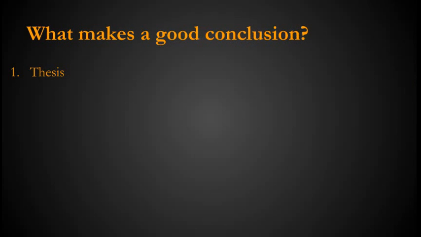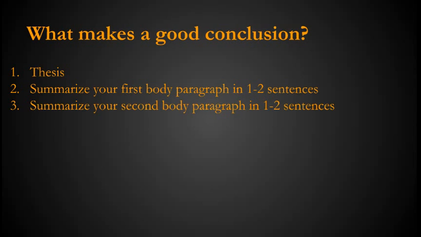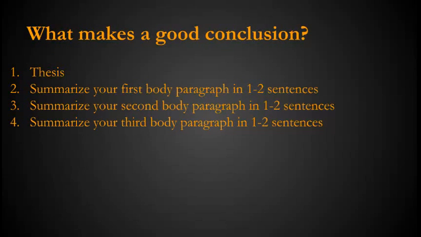So there are 5 steps to writing a conclusion, and the first one is to write your thesis, and then you want to summarize your entire first body paragraph in just like 1 or 2 sentences. You summarize your second body paragraph, you summarize your third body paragraph, and then you write something called a so what sentence. That's it. I'm going to go over each of these steps in a little bit more detail, but those are the 5 steps of writing a good conclusion.